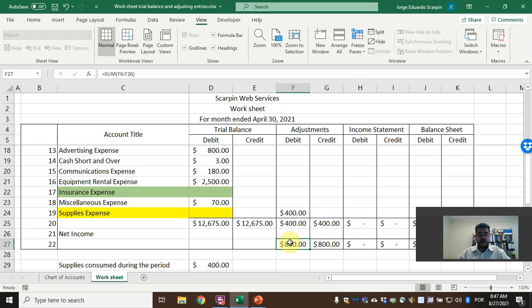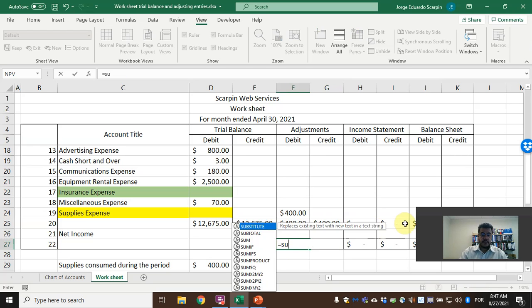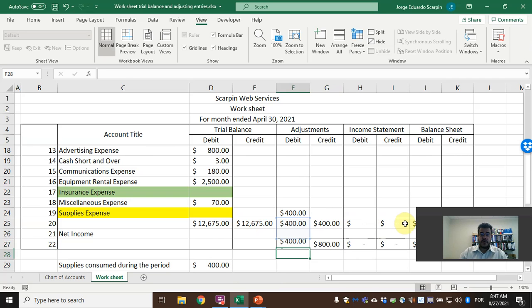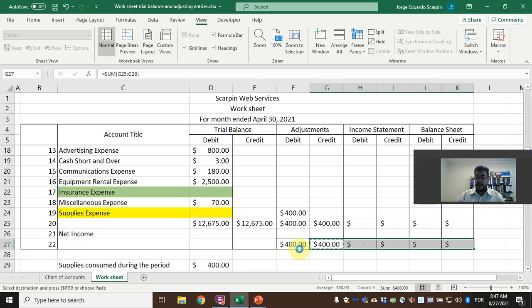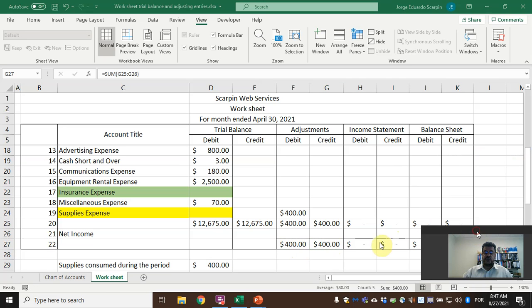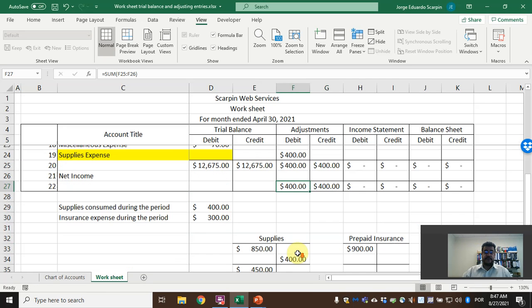Okay, this formula is not wrong. Oh, this formula is wrong. And probably all the other formulas are wrong as well. Okay, so we will talk about it later.